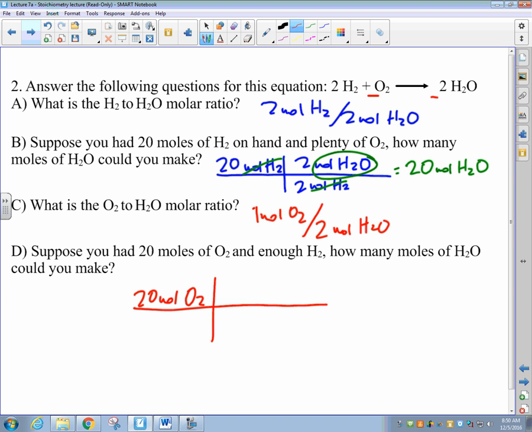Okay. So my molar ratio told me for every 1 mole of O2 that is consumed, we produce 2 moles of H2O. Moles of oxygen cancel with moles of oxygen, and we get 20 times 2, which tells us our logical answer here was 40 moles of H2O can be produced. And so far, so good? Smiling faces? Awesome.